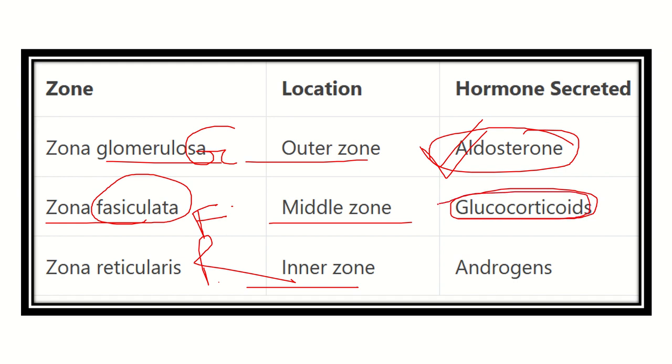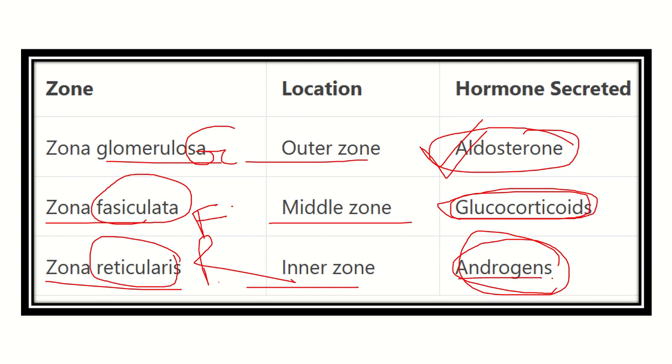Then the middle part, the zona fasciculata, releases glucocorticoid hormones such as cortisol and others. So cortisol and other glucocorticoids are released from the zona fasciculata layer. And finally androgen, the male and female sex hormone, is released from the zona reticularis. So zona reticularis secretes the androgen.